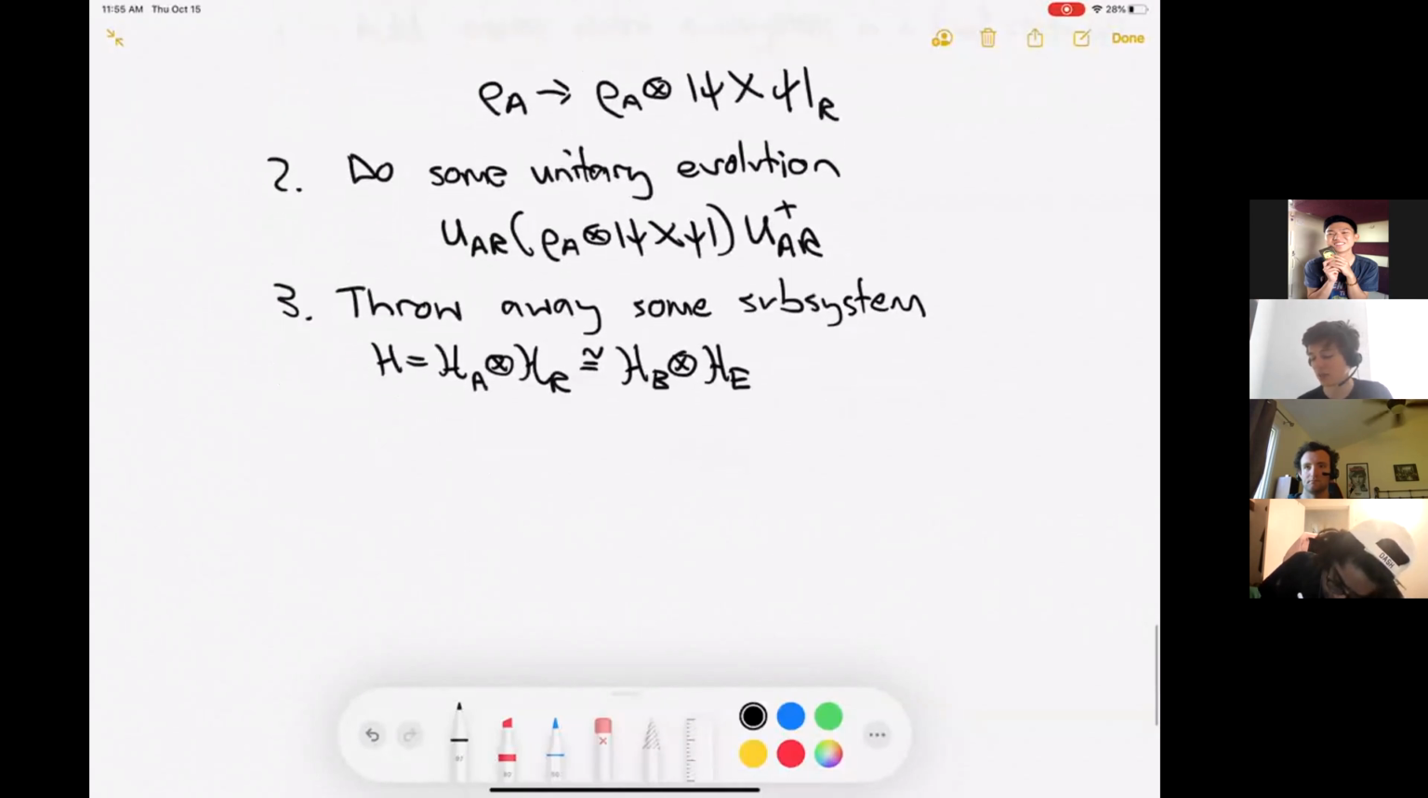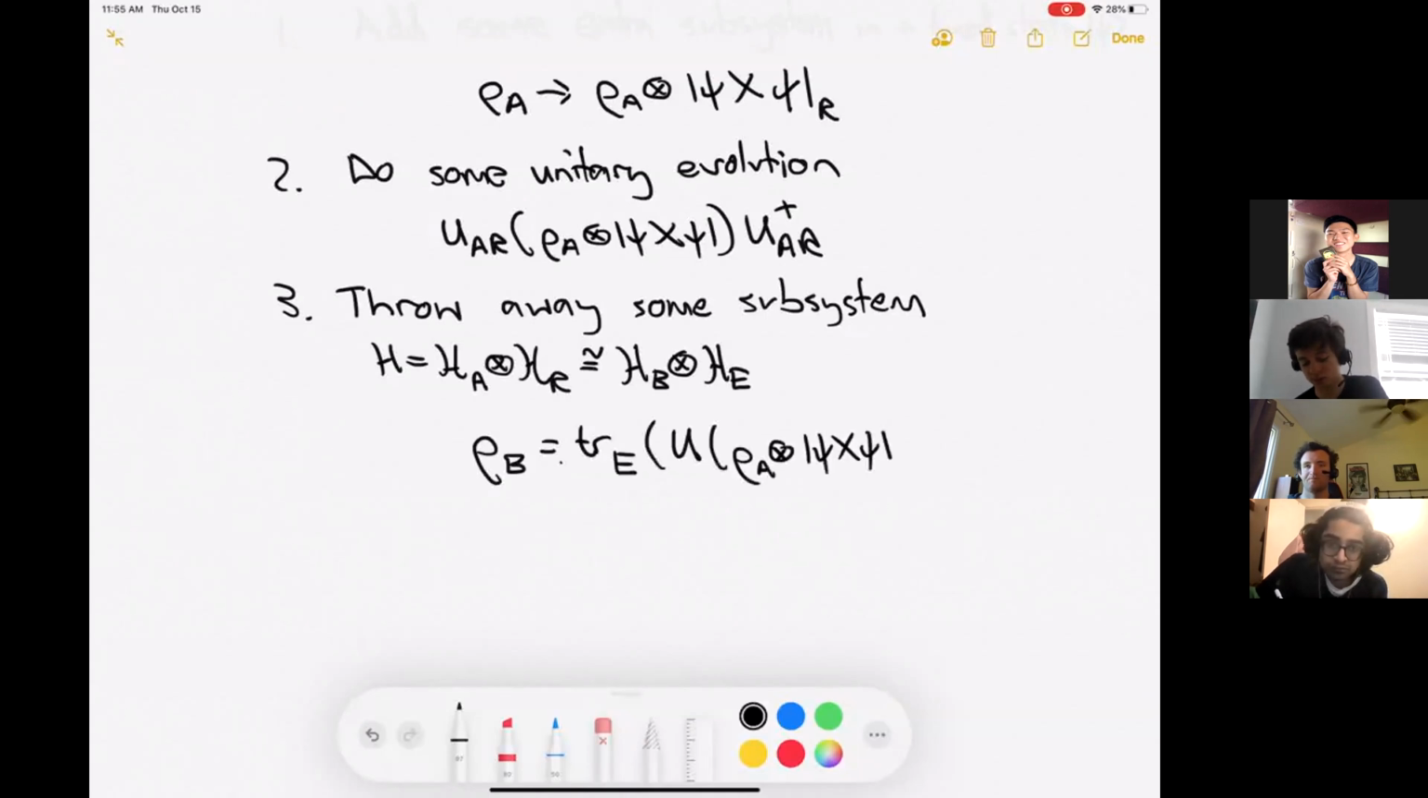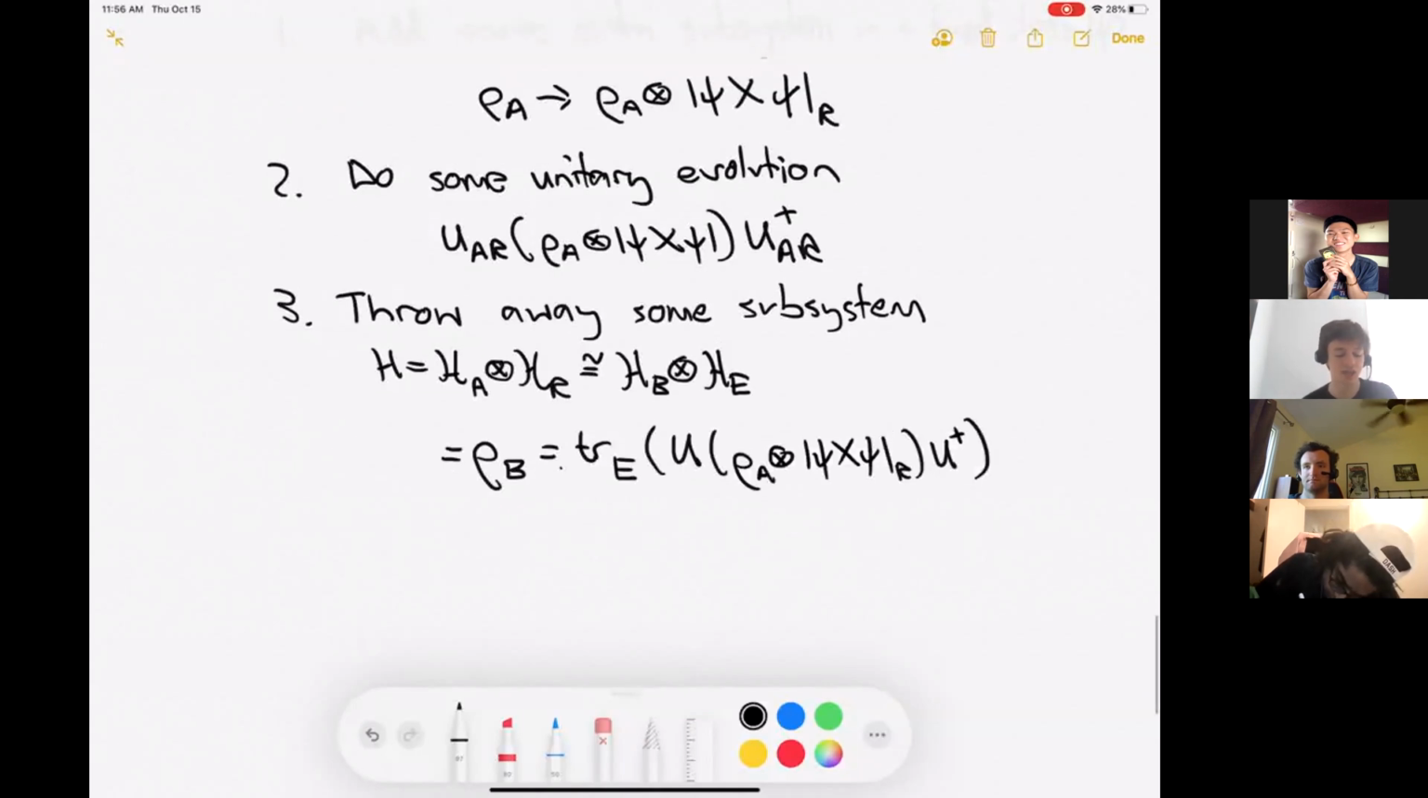And then we can say that we're going to do a partial trace. We're going to throw away subsystem E. E is called E because it represents the environment that we lose access to. Then we have our final density matrix on subsystem B. It's given by a trace over E of this unitary acting on rho A tensored in with this fixed state psi. And we call this rho B, curly N acting on rho A.